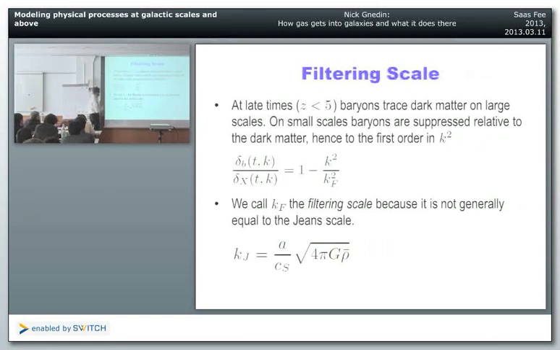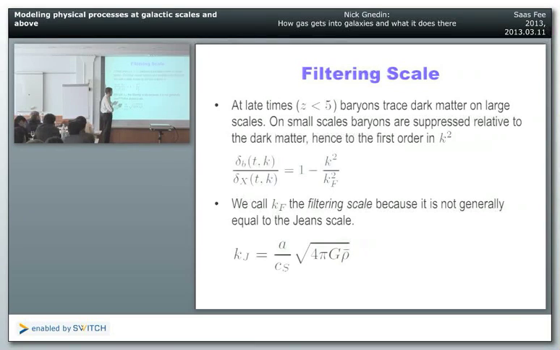And if you write this relationship mathematically, you can say that at late times, again, redshifts well after 10, and before 10 things are more complicated. The baryons trace dark matter on large scales, but on small scales, they fluctuate less. And so I can take this ratio and say it's 1 when k is very small, and then the next term I can expand in terms of k, because the pressure force depends on k squared. This depends actually in even powers of k. There's no odd powers. And I can write it 1 minus k squared over some factor.